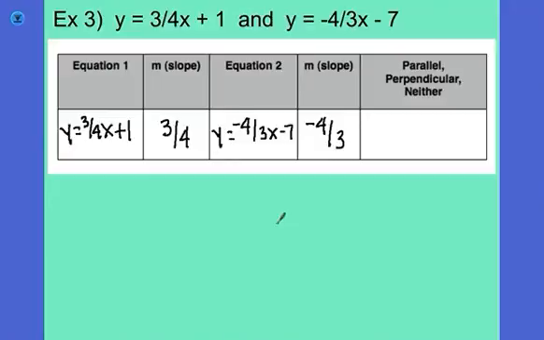For them to be perpendicular, they have to be negative reciprocals. So 3/4 was my first slope. The negative reciprocal of that would be negative 4 over 3. And so since these appear to be negative reciprocal slopes, they must be perpendicular.